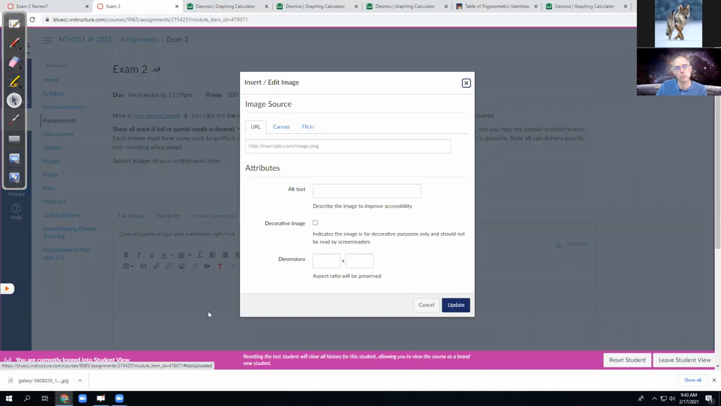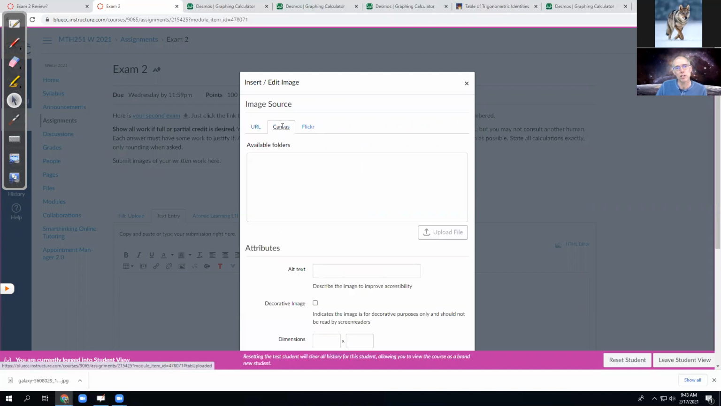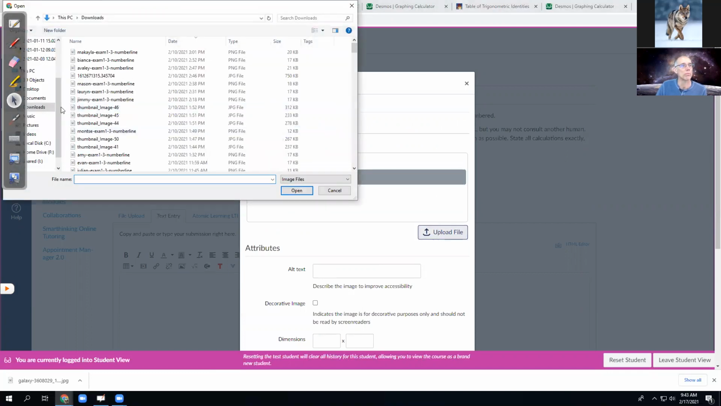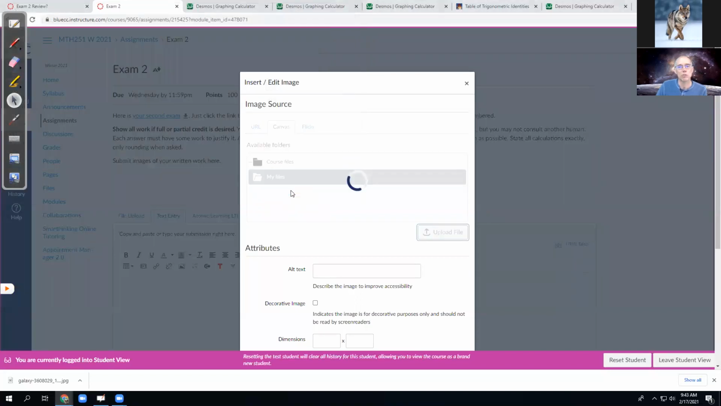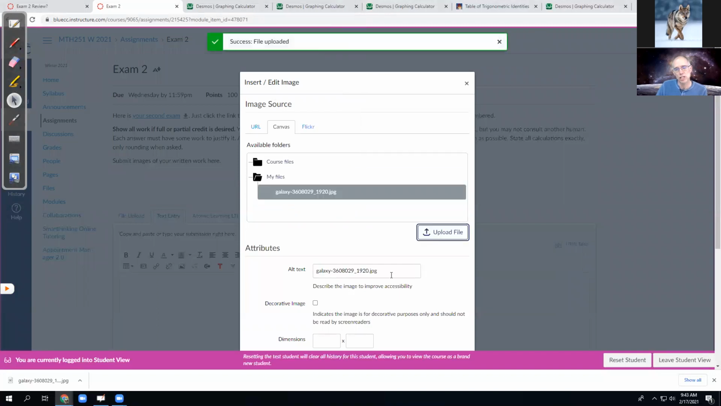So then to get your images in, if you use the text entry, you switch over to Canvas here, and then My Files, and then that lights up the upload button. So then you can upload anything off of your computer. And so here, let's say that's some of my work there. So I upload it, and it doesn't matter about the alt text.